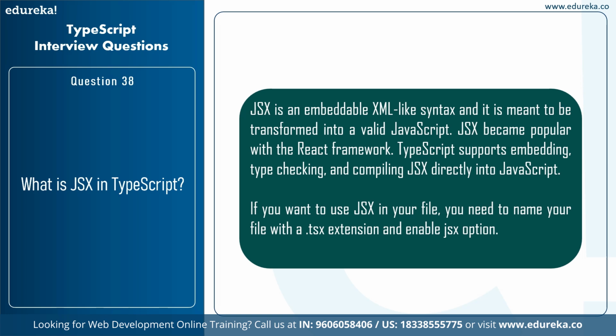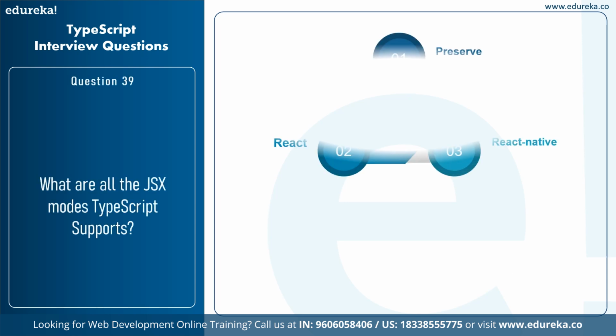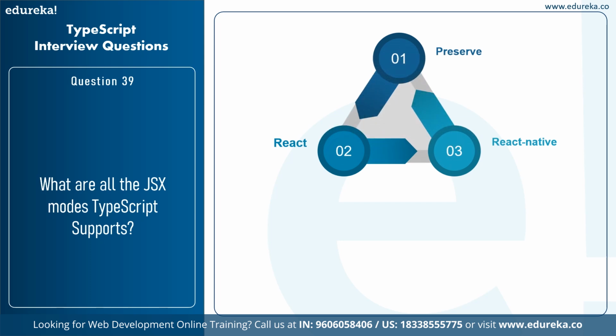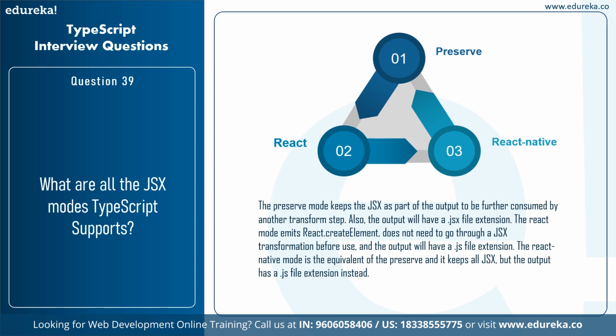and enable the JSX option. So now that you know what is JSX in TypeScript, let's see what are all the JSX modes TypeScript supports. Now TypeScript consists of 3 JSX modes. The first one is preserve, then you have React, and then React Native. Now the preserve mode keeps the JSX as part of the output to be further consumed by another transform step.